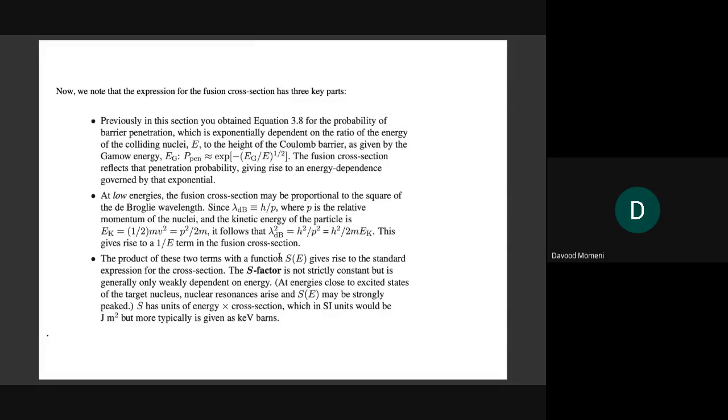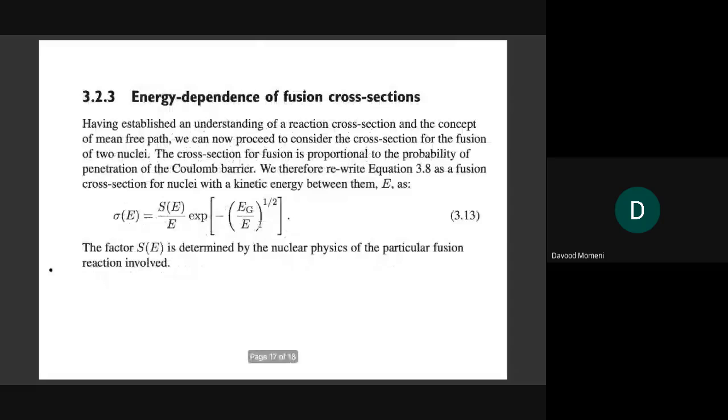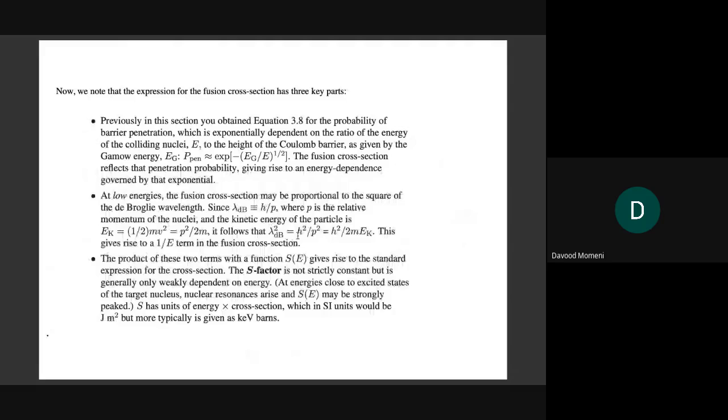If the energy of particles is very low, then the fusion cross section is proportional to the square of the de Broglie wavelength. The de Broglie wavelength is proportional to the inverse of the momentum, and because momentum is related to kinetic energy, the de Broglie wavelength squared is proportional to the inverse of kinetic energy. That is the reason you have 1/E in the fusion cross sections. This factor of 1/E, in the previous slide, came from this consideration for the low energy cross sections.